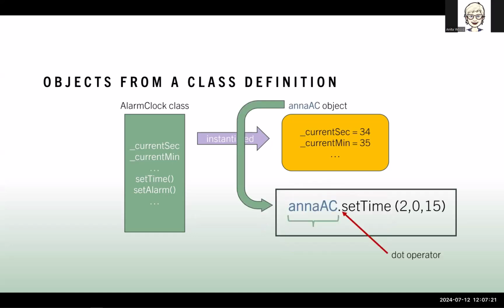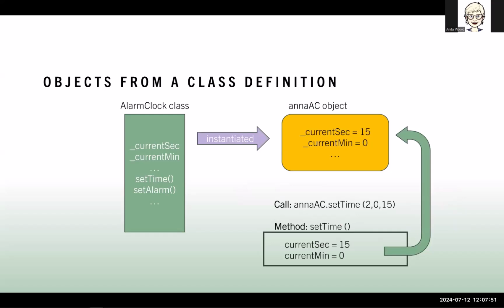We talked about how the object defines the attributes. How does the object use the class methods? The methods are just called as normal, but the call includes the name of the object. Notice here is a method call to setTime. The object and instance name, AC, prefixes the method named setTime. This syntax is called dot notation because it uses the dot operator.